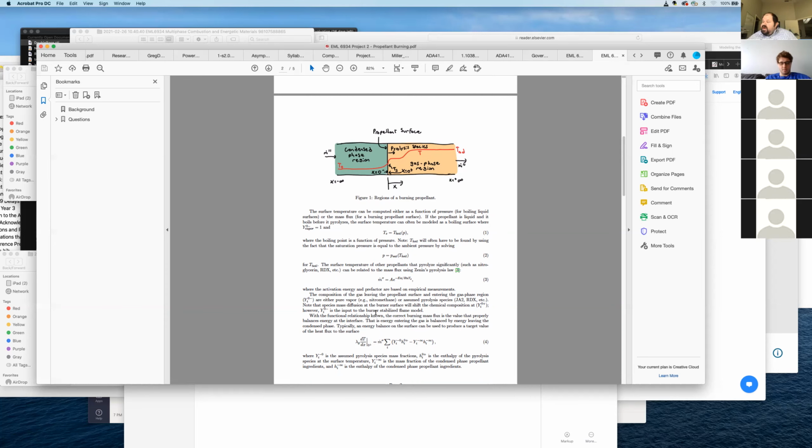Typically, since the topics are so wide in variety for this type of class, you can choose any topic you want that makes sense with energetic materials and multi-phase combustion. It just can't be a topic that is directly related to your PhD thesis. In other words, you have to learn something new. You can't just give me chapter one of your PhD thesis and call it a day. Okay, so are there any questions with that?